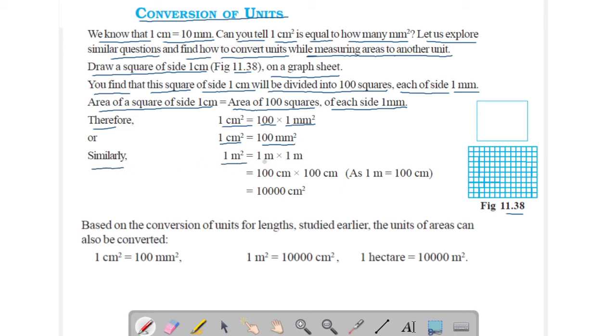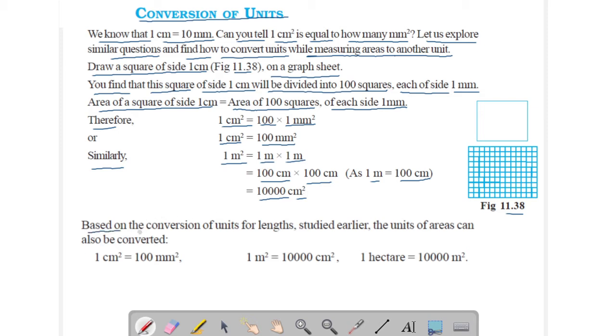Similarly, 1 meter square equals 1 meter into 1 meter, and 1 meter equals 100 centimeter. Again 1 meter equals 100 centimeter, as we know it. Multiply 100 into 100, it will be 10,000 centimeters square. Therefore, 1 meter square equals 10,000 centimeters square.